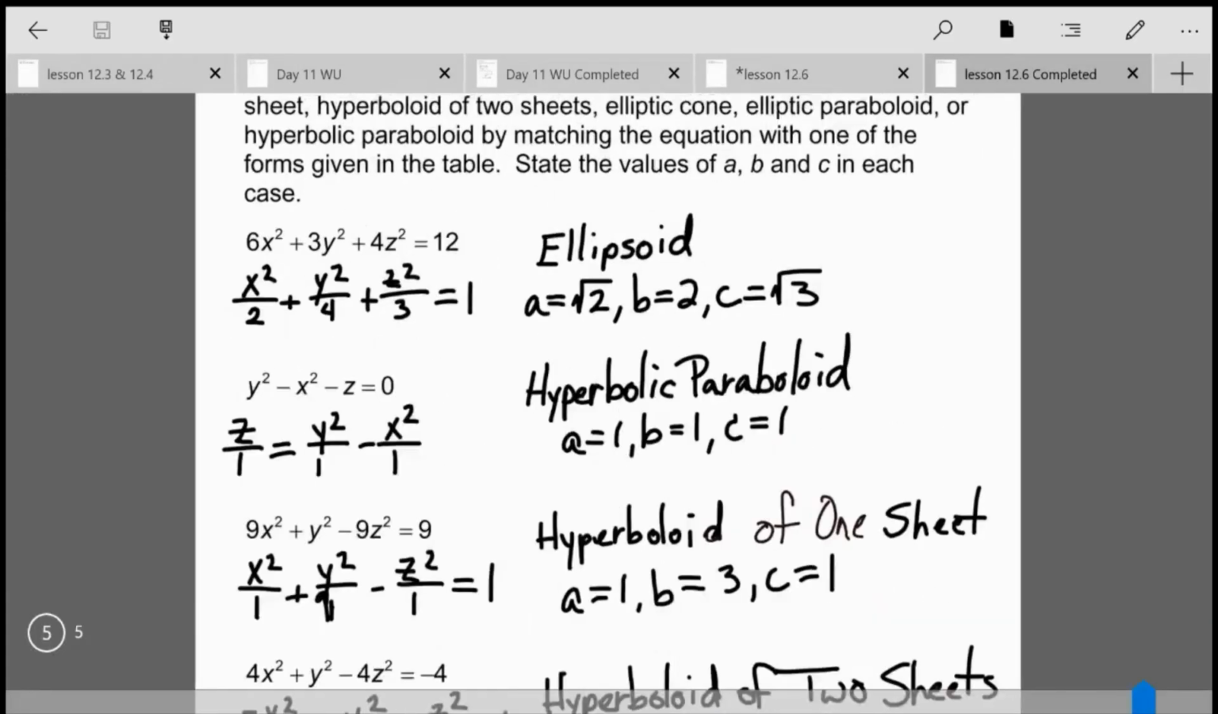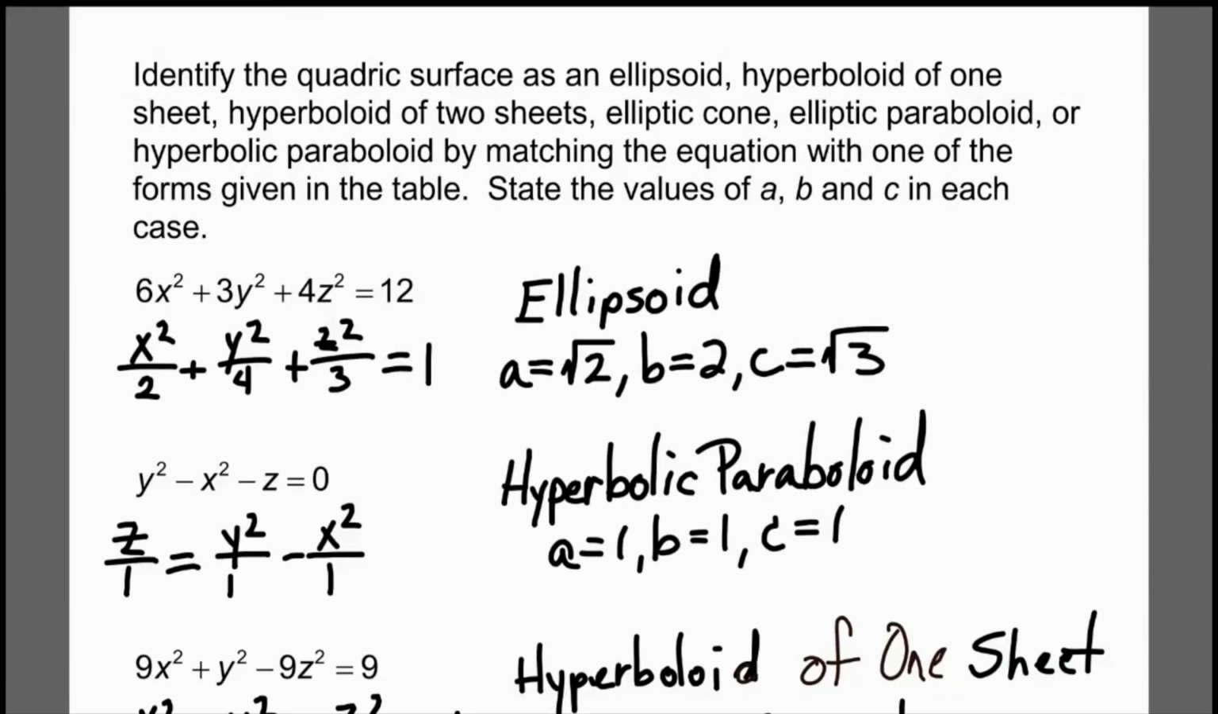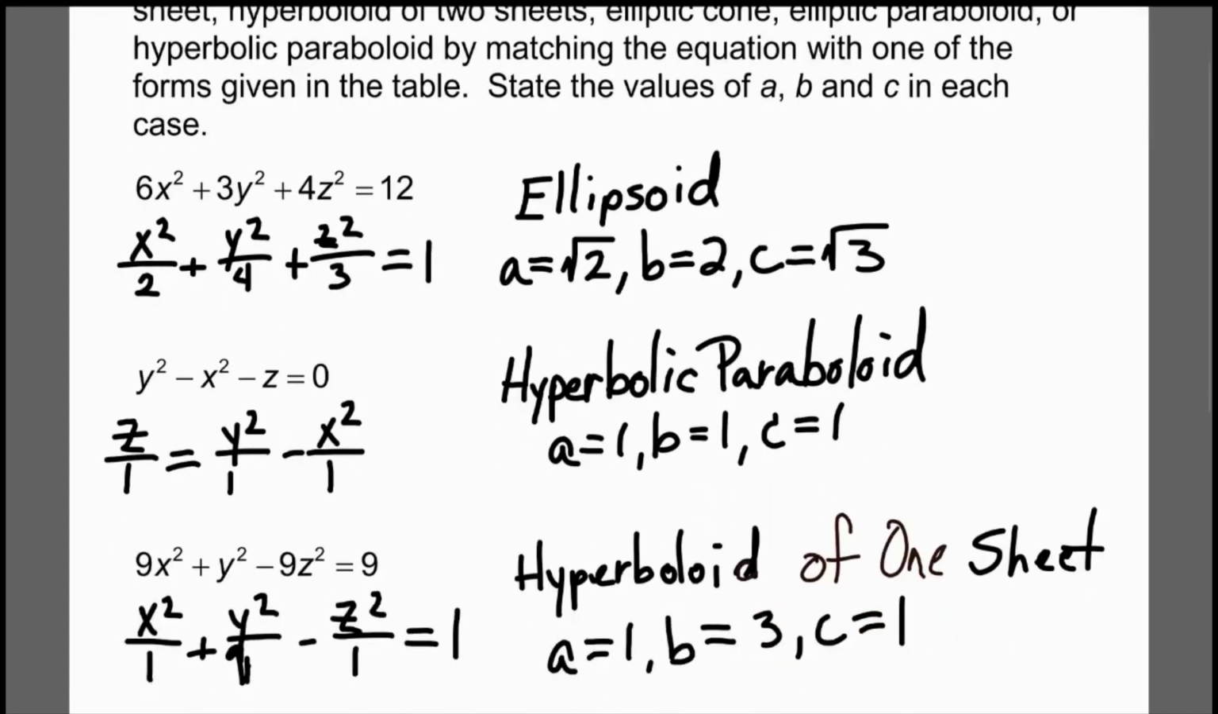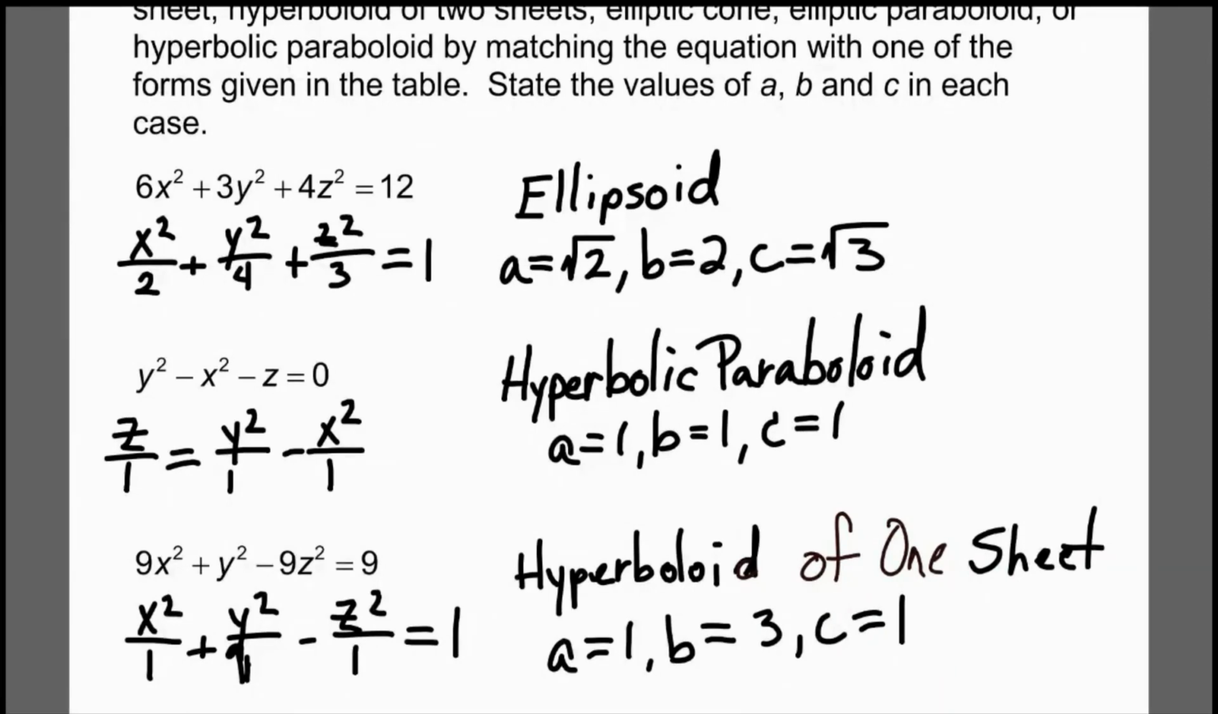Okay, so here's what you should have come up with on these. The ellipsoids are usually the easiest to identify because you can see we have a positive x squared, positive y squared, a positive z squared. The main thing is you need to have a 1 on the right-hand side. That one's pretty straightforward. The second one, you can see we've got a hyperbolic paraboloid.